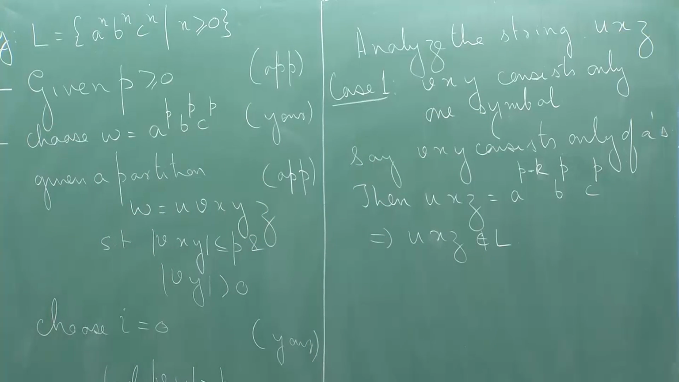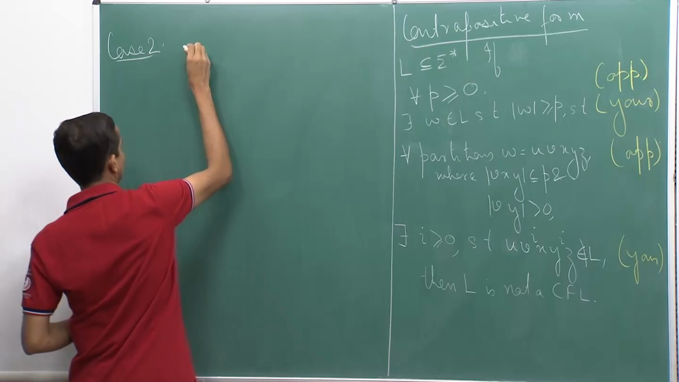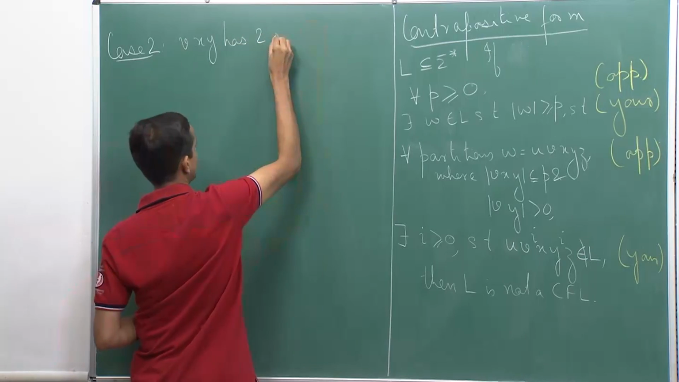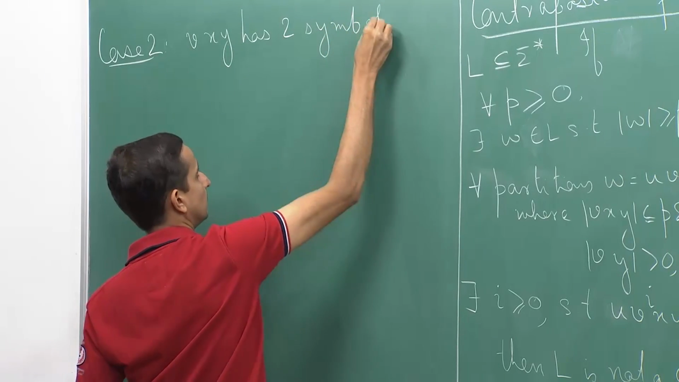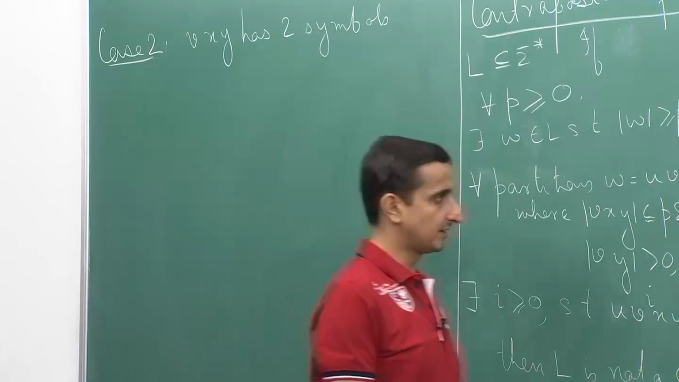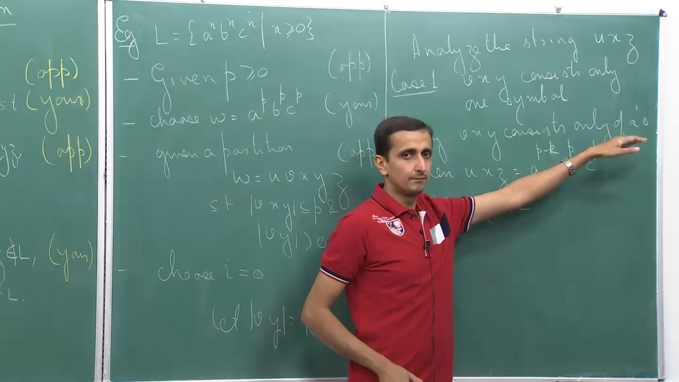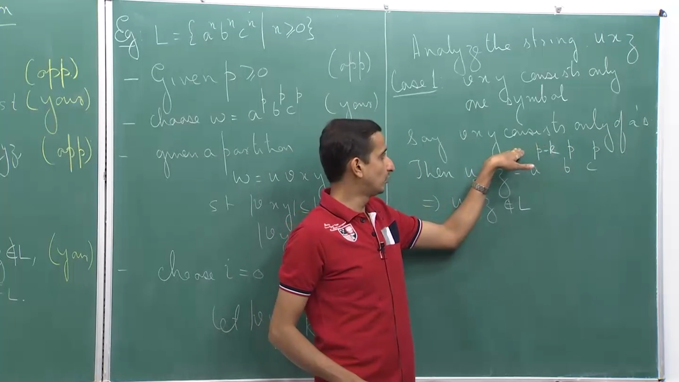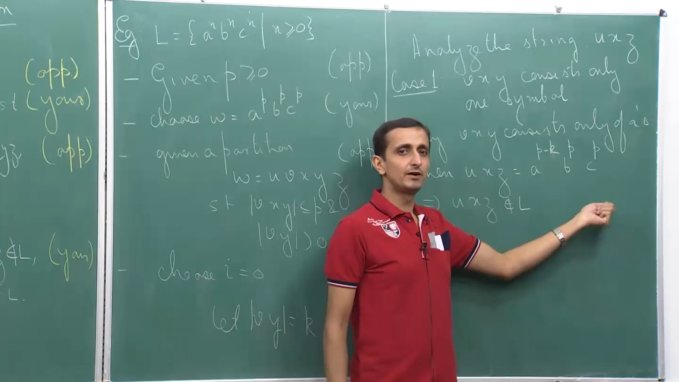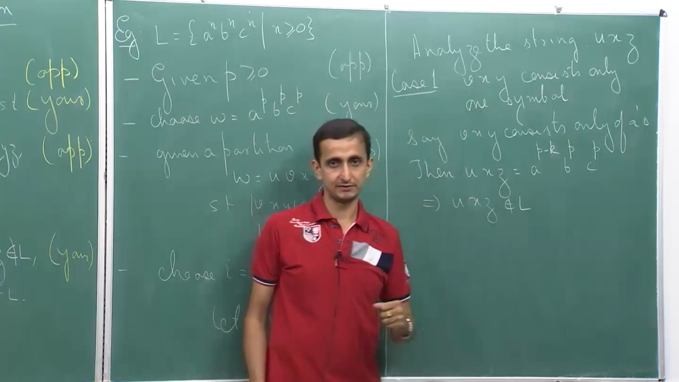Now, consider the case when vxy has two symbols. Before going into this aspect, let me point out one more thing. Here I assumed that vxy consists only of a's, but if I had taken vxy to consist only of b's or only of c's, the argument will be symmetric. Instead of a's, I will have a lesser number of b's or lesser number of c's.